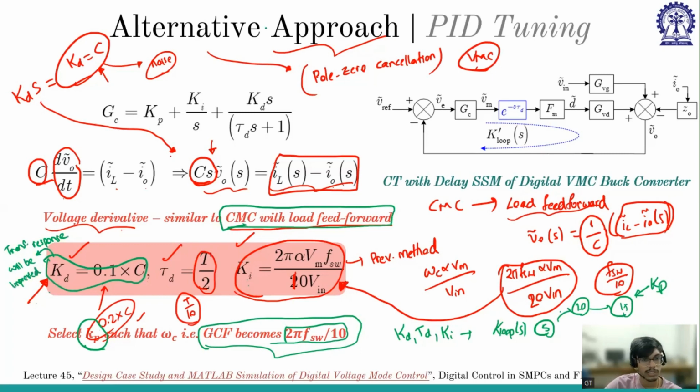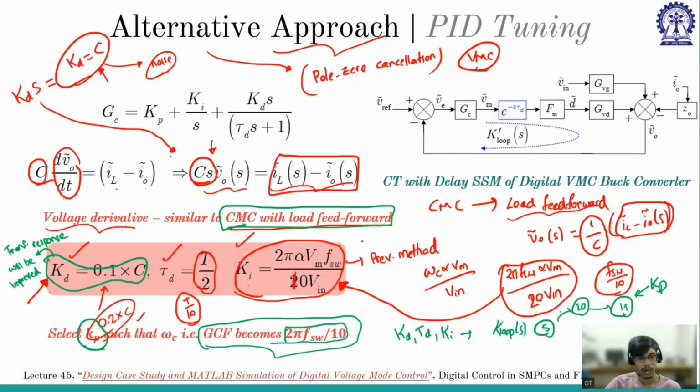So till this point, is it somewhat clear for you how we are choosing these gains? Hello.